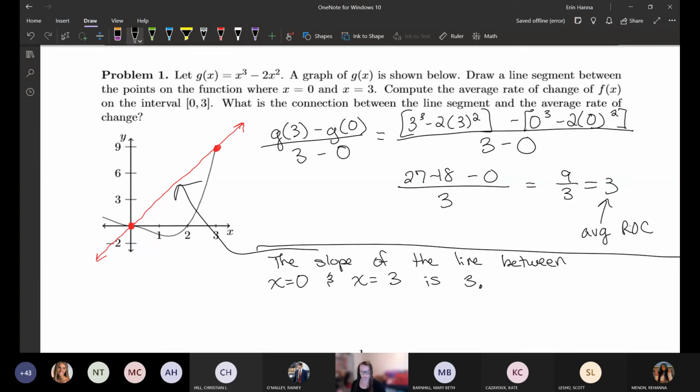Questions, concerns on that? That's how I calculate it. Hopefully not too bad there. I'll leave that up for like 5 more seconds before I scroll down.